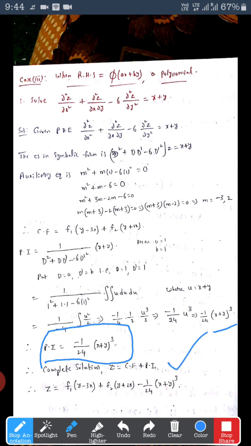The complete solution is CF plus PI. So the CF is this one and PI is this one. Combining these two gives the complete solution. Z is equal to f1 of y minus 3x plus f2 of y plus 2x minus 1 by 24 into x plus y whole cube.